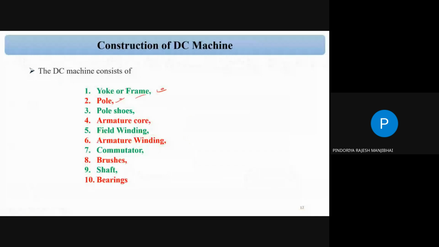So yoke or frame. The frame supports the inner part, such as the commutator, stator winding, and rotor winding. It provides the outer support and protects against environmental effects. Then the pole, pole shoe, armature core, field winding, armature winding, commutator, brushes, shaft, and bearing. So these are the important parts of DC machines, whether a motor or a generator.